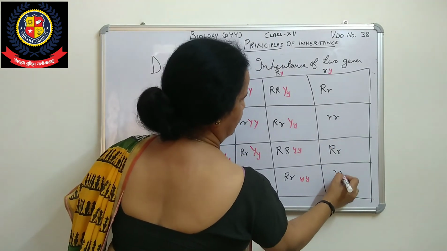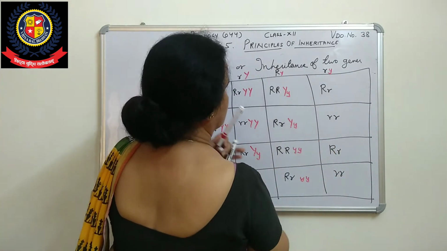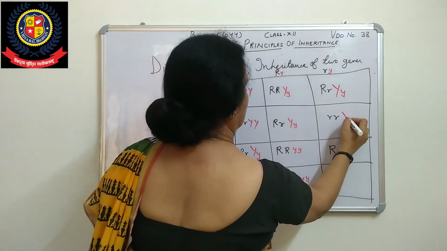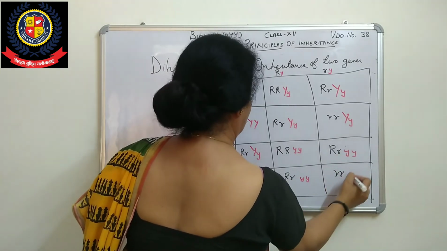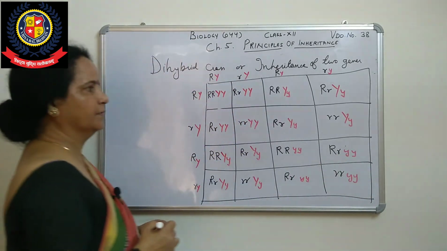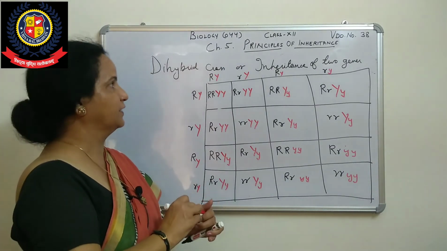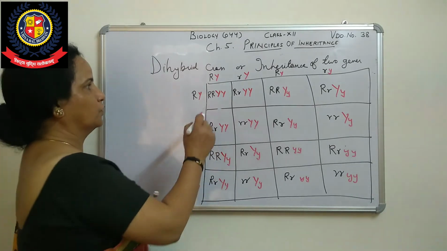You know how you are multiplying? You can multiply yourself also. In your book you can make this one. Now here Y and Y, capital Y, small y, capital Y, small y, small y, small y. This is the Punnett square. In that we have got 16. What have we got? 16. So you can talk about this.